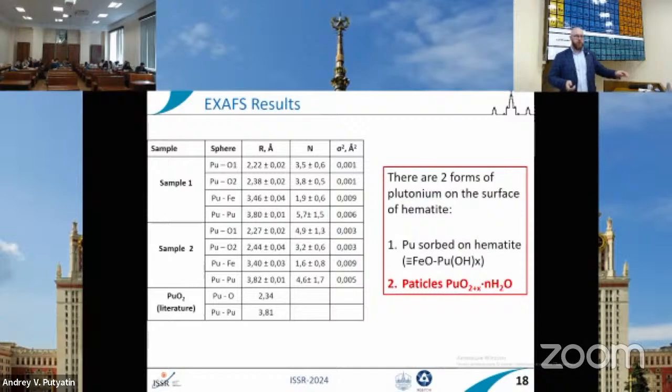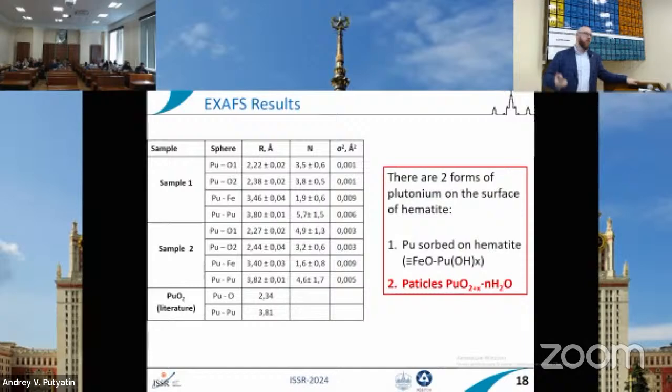in your system. So by analyzing the fine structure of this X-ray absorption spectra, it was revealed that there are actually two species of plutonium in the presence of the hematite. So it is one, the sorbed species of plutonium, and the second, the particles of plutonium dioxide. You can see here the standard distances for plutonium-plutonium interaction and plutonium-oxygen bonds in plutonium dioxide. They were taken just from literature, and you can see the same numbers for these systems.